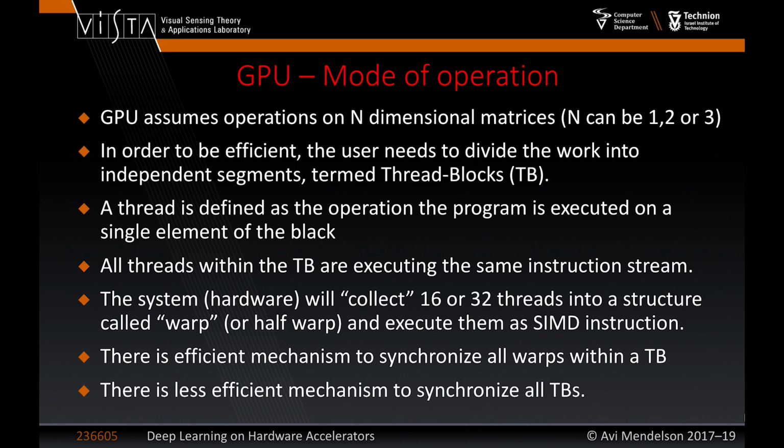The system will collect by itself the threads into a structure which is called a warp. And this warp can be 16 or 32. 16 is called half a warp, 32 is the full warp. The system will gather automatically by hardware, let's say 32 threads into one structure and will execute it like a SIMT or SIMD. So they achieve the same functionality as AVX or as a vector machine, because when you execute it, it is like a vector machine.